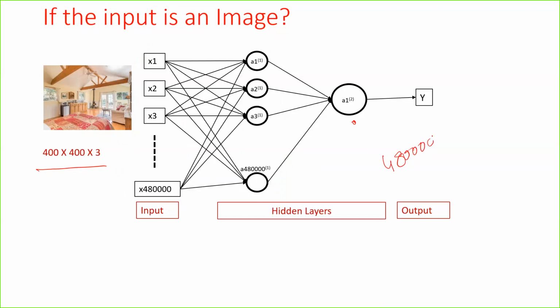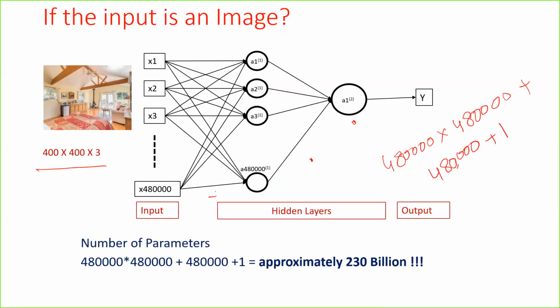4,80,000 times 4,80,000, which is this. And here how many? 4,80,000 plus 1. These many, right? It's a very big number. Am I right? So 4,80,000 times 4,80,000 plus 4,80,000 plus 1, approximately 230 billion parameters.